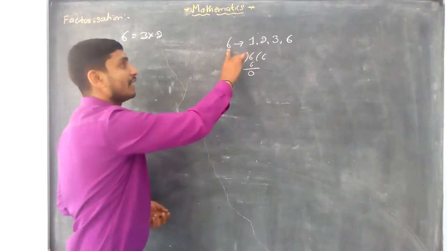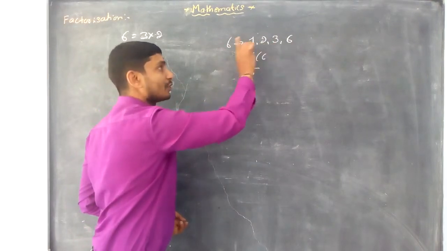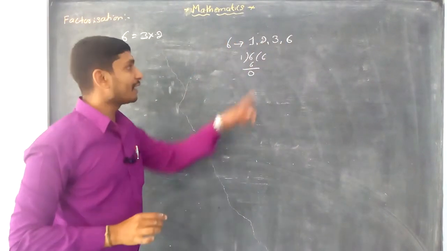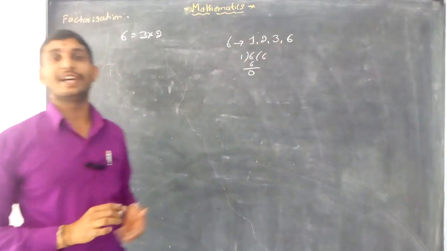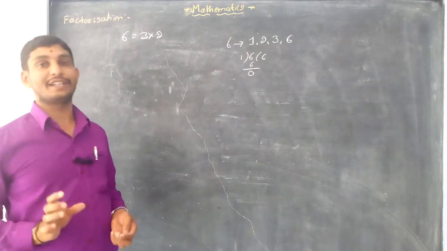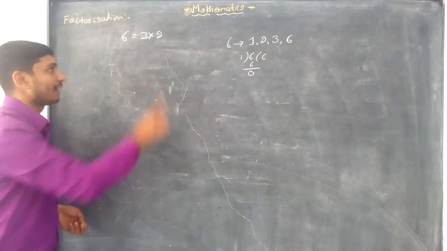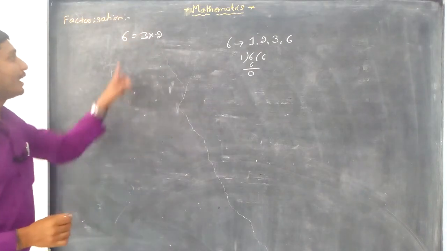So what divides 6? 1 divides 6, 2 also divides 6, 3 also divides 6, 6 also divides 6. So 1, 2, 3 and 6, they are called factors of 6. Writing 6 equals 3 into 2 is called factorization and this 3 and 2 are called factors of 6.